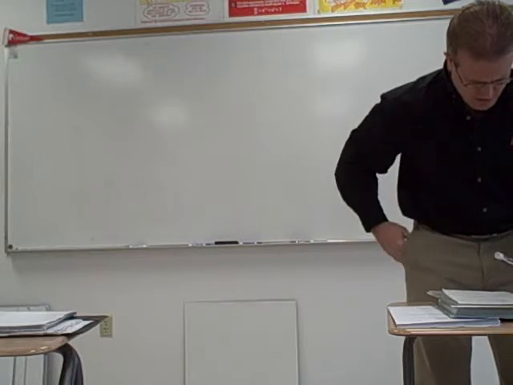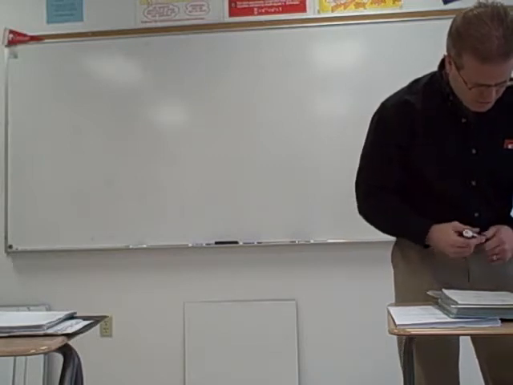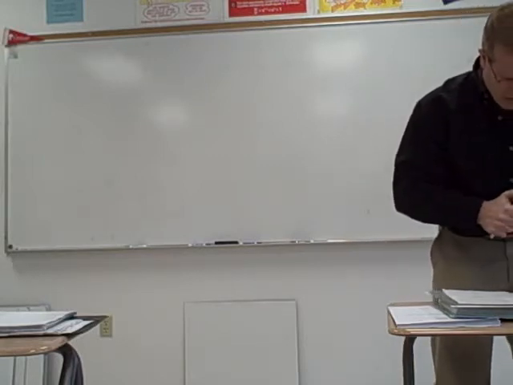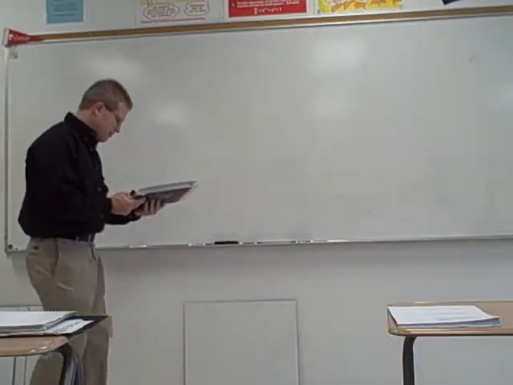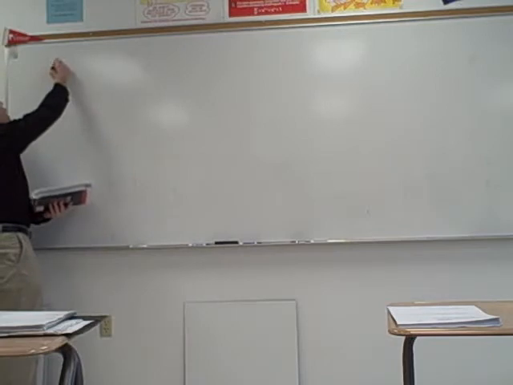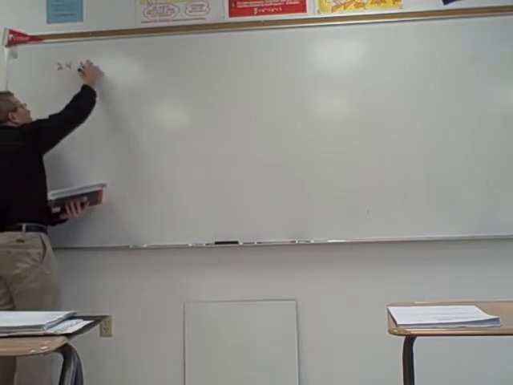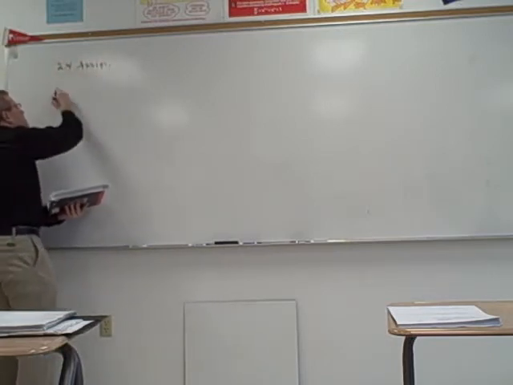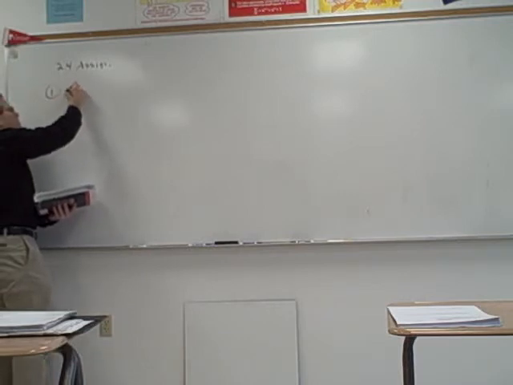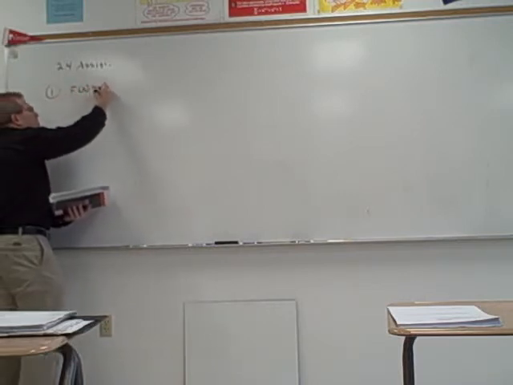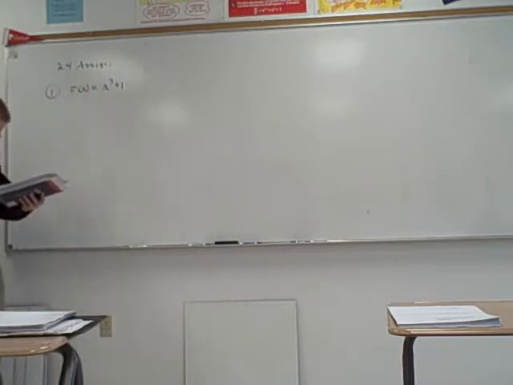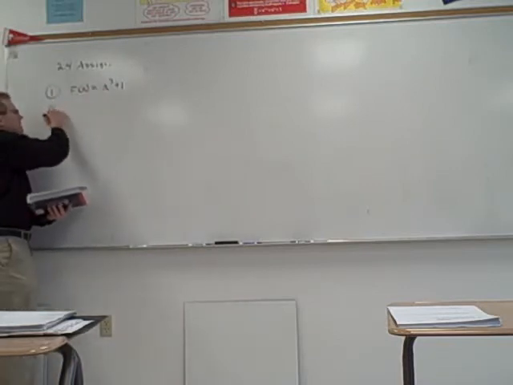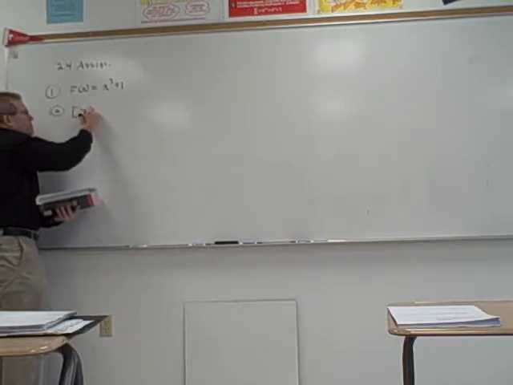It says find the average rate of change of the function over the interval. And I'll do part A and leave part B for you to do on your own. So part A, f of x equals x cubed plus 1. And then they're giving you an interval for A that goes from 2 to 3.